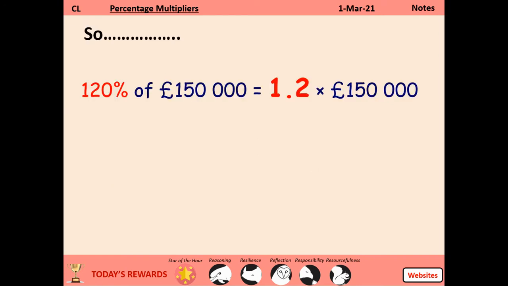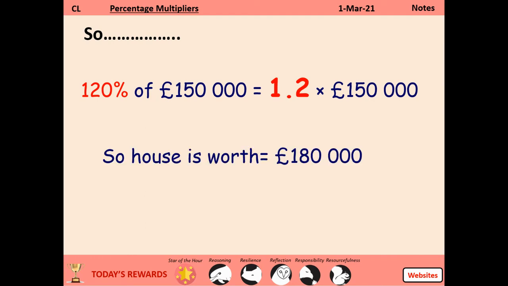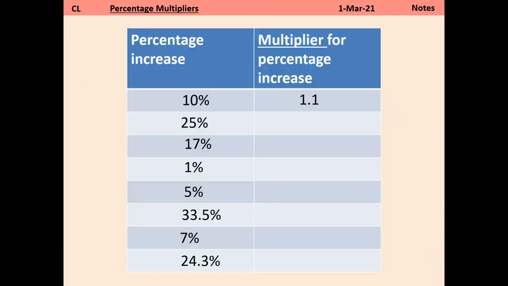So therefore, to work out 120% of £150,000, you just use the multiplier by doing 1.2 times £150,000. You just put that in your calculator. So the new value of the house is going to be £180,000. Again, you can use this in your calculator, but make sure you write down the steps of the working out, of you converting the percentage into a multiplier.